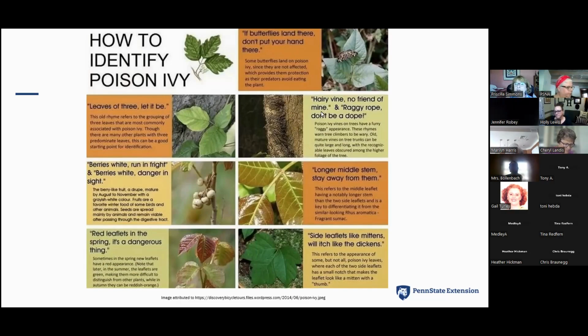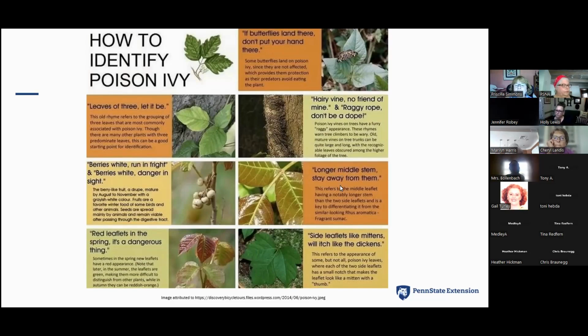Hairy vine, no friend of mine, or raggedy rope, don't be a dope. And that refers to the fact that poison ivy can grow up a tree and it has these root extensions or hairs that fasten it onto the tree trunk. So if you see a vine, any vine going up a tree in the winter where you can't see the leaves, you need to be very careful. But particularly if it has hair on it.